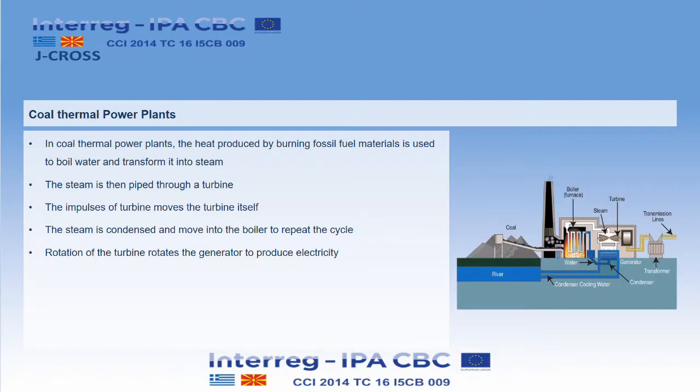In coal thermal power plants, the heat produced by burning fossil fuel materials is used to boil water and transform it into steam. The steam is then piped through a turbine. The impulses of the steam move the turbine itself. The steam is condensed and moved into the boiler to repeat the cycle. Rotation of the turbine rotates the generator to produce electricity.